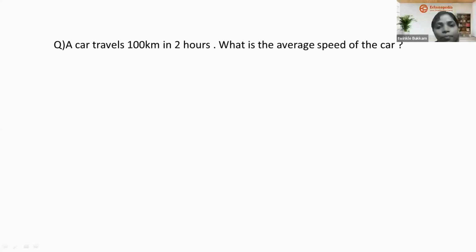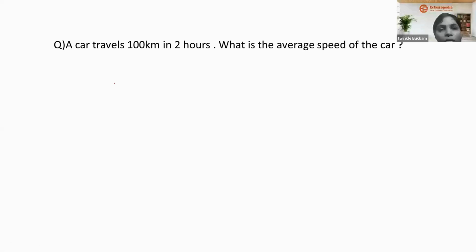Okay, so based on the formula we learned now, we will solve one problem. You all can try this. I will read it out for you all. A car travels 100 kilometers in 2 hours. So what is the average speed of the car?